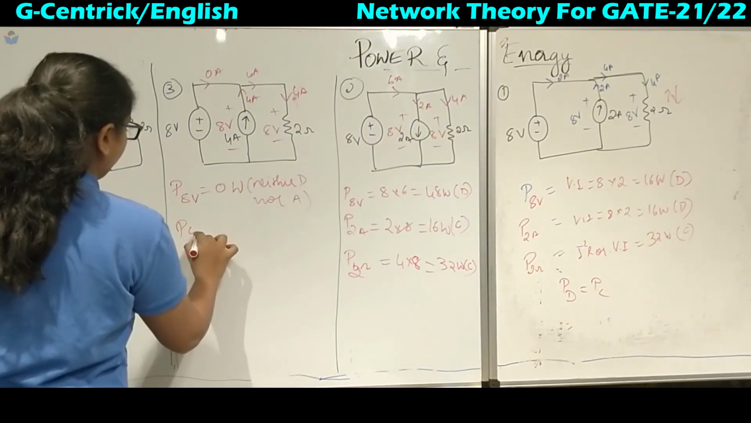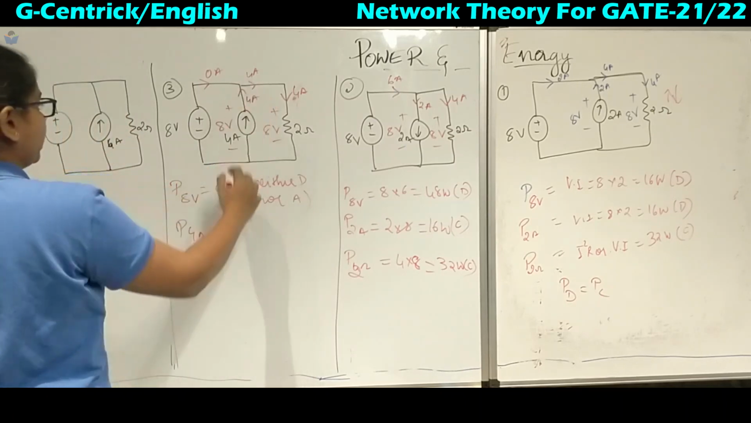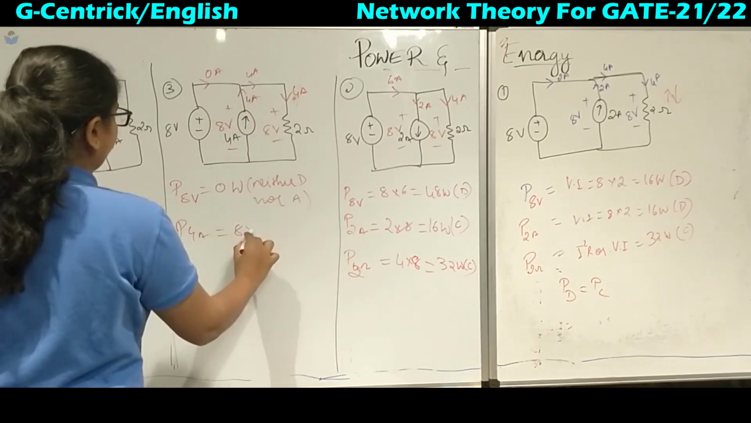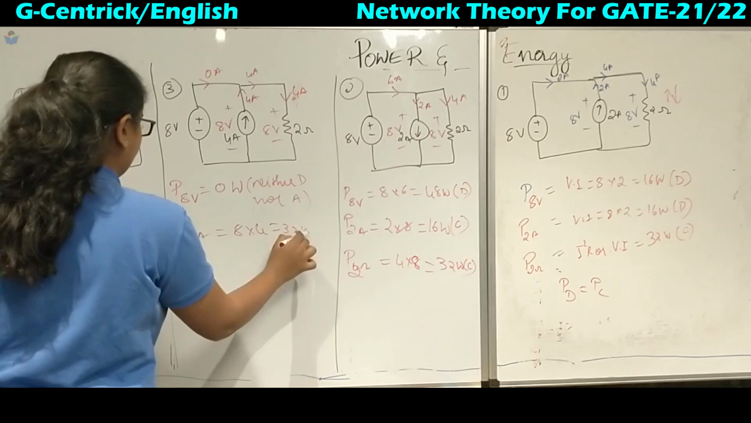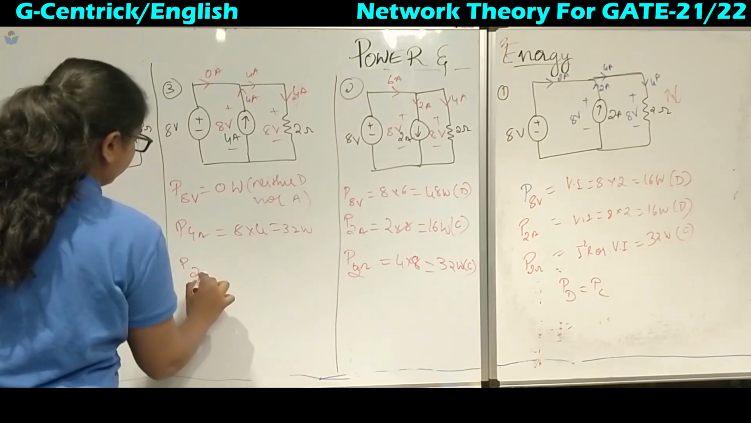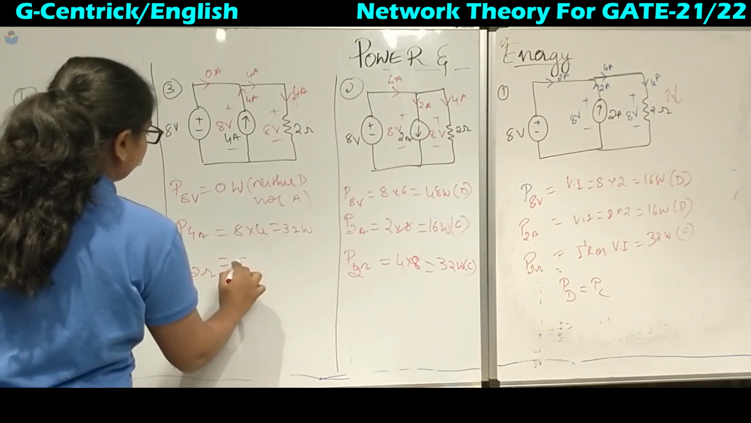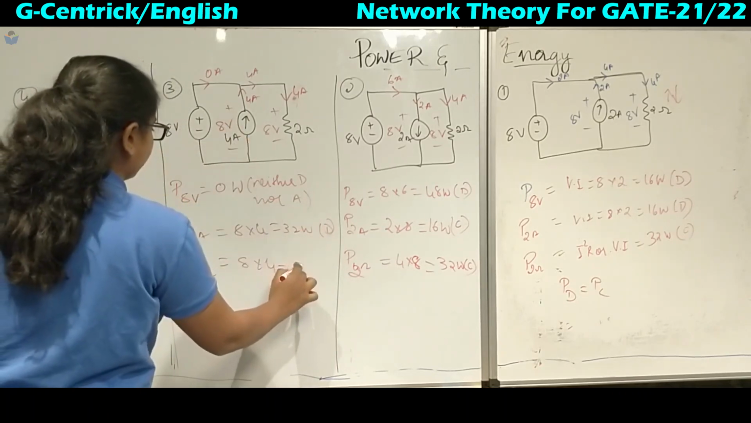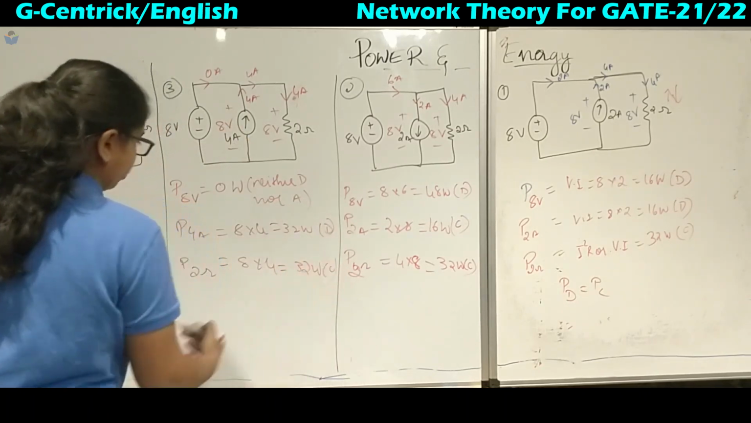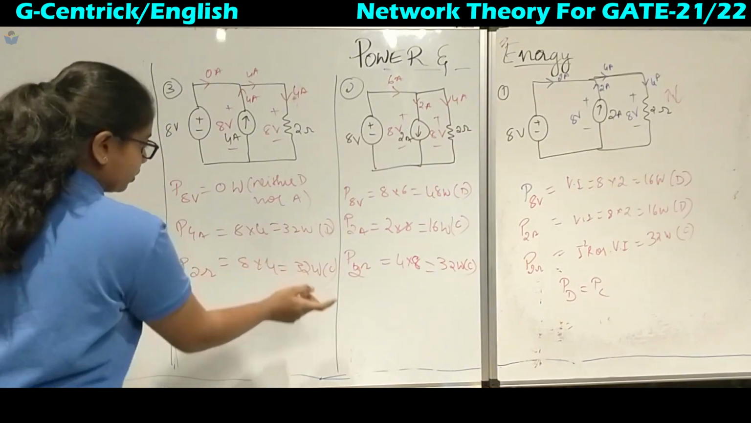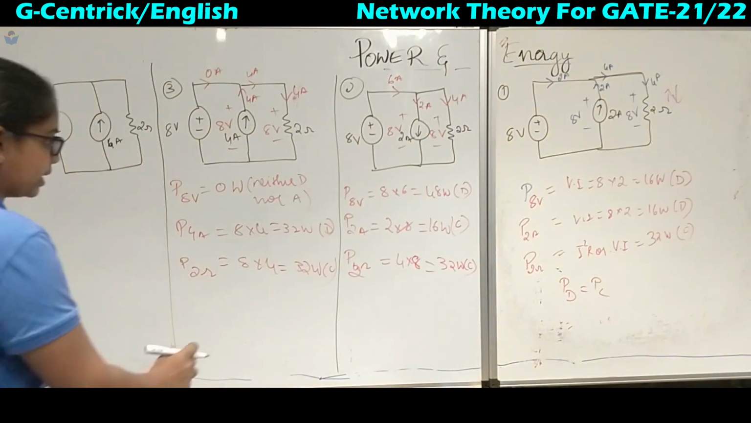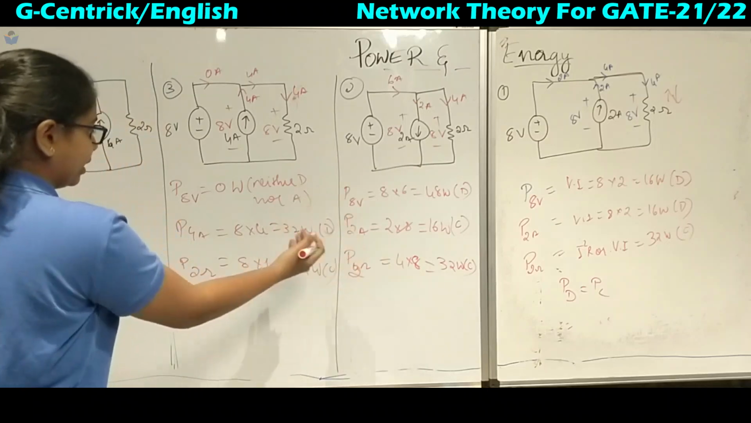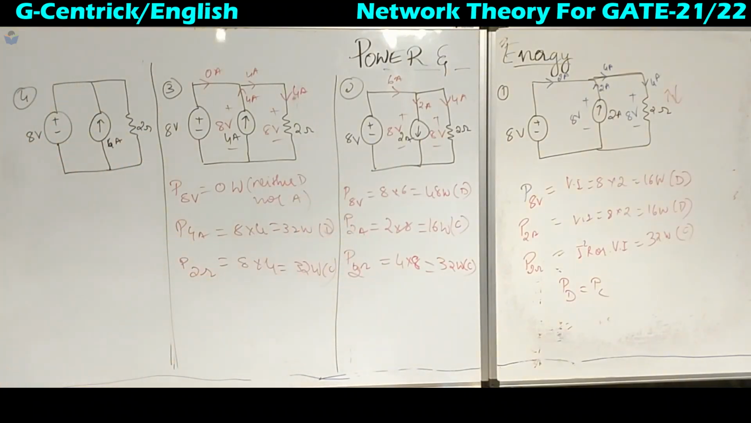Next, coming to the 4 ampere source, we have V into I, same direction, 8 into 4, that is 32 watts, delivered. Next, power across the 2 ohm resistor, 8 into 4, they are in the same direction, this is 32 watts consumed. Again here also the law of conservation of energy is satisfied. 32 watts is delivered and 32 watts is consumed in the circuit.